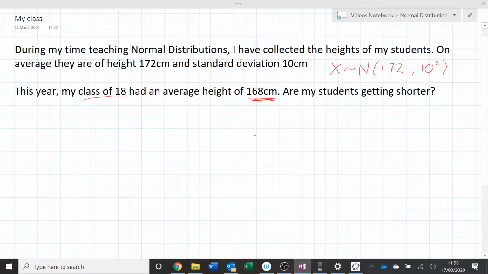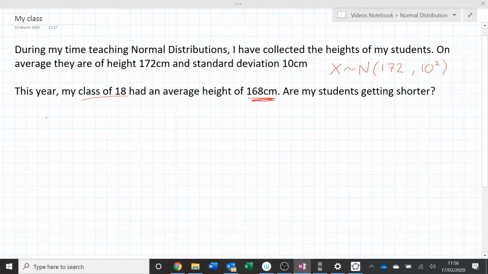In different cases, you might be asking yourself, is this evidence that people are getting shorter? You might be a factory owner testing the weights of something that's supposed to be 100 grams, and if it keeps coming out at 98 grams, you're like, is the machine broken? Is this a chance thing, or have things changed? You are testing whether things have changed. So I want to know, is 168 across an average of 18, is that evidence that actually these people are shorter? That's what I'm going to test. I'm going to test that hypothesis.